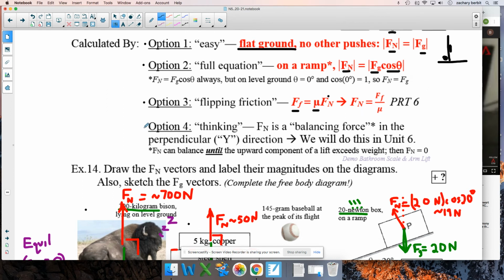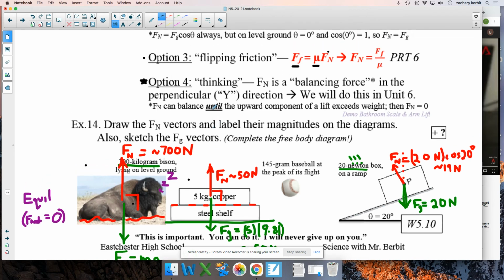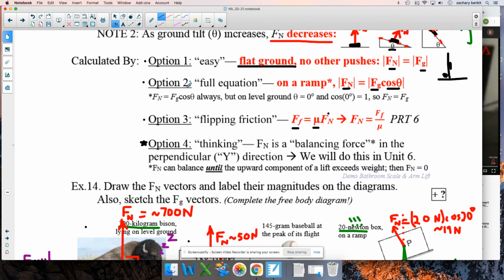And finally, the one that we're not really going to do yet, but we will do during Unit 6, is that the normal force is a balancing force. And that's really the idea we got to over here, which is something has to balance out the downward pull on the copper or on the bison. That something is a normal force. So that's similar to option 1.